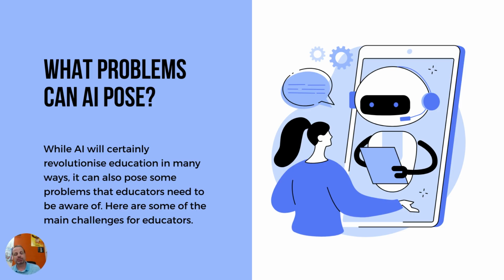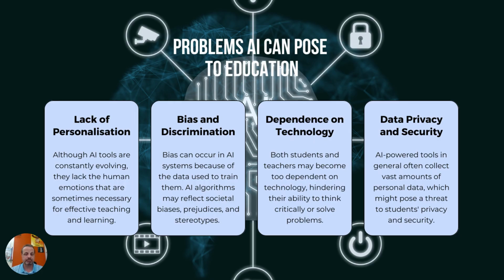No technology is benevolent. No technology is all good, nor is new technology all bad. AI can definitely pose some problems for us in education. Some of the problems that it can pose is that lack of personalization. AI is consistently evolving, but it cannot replicate human emotions. It cannot replicate passion and voice in its writing, which could lead to that lack of personalization.